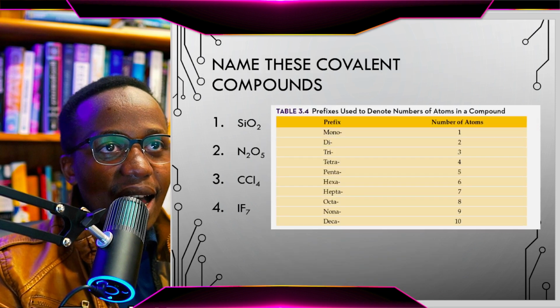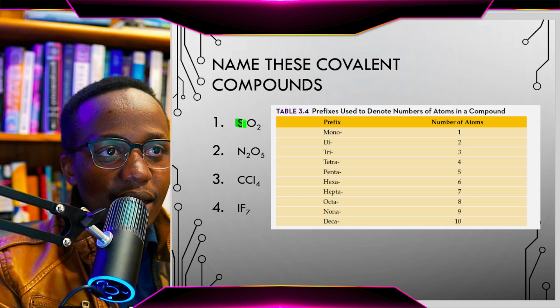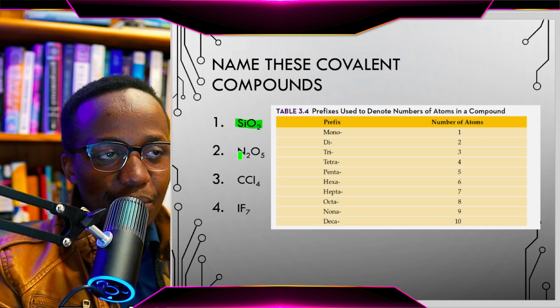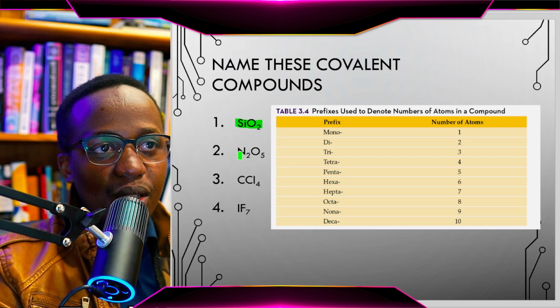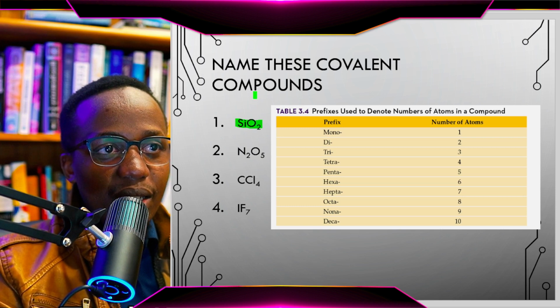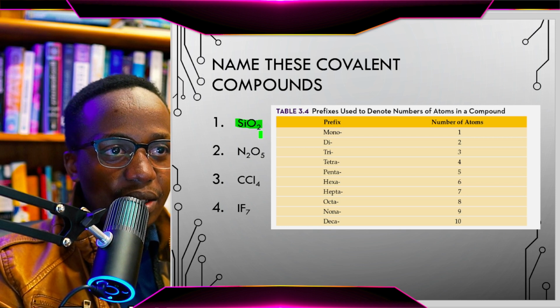So if you have SiO2, the first thing you will notice is that this is a covalent compound. If it's a covalent compound, now you have to care about the numbers. So Si is silicon, O is oxygen, so it's silicon dioxide or monosilicon dioxide.